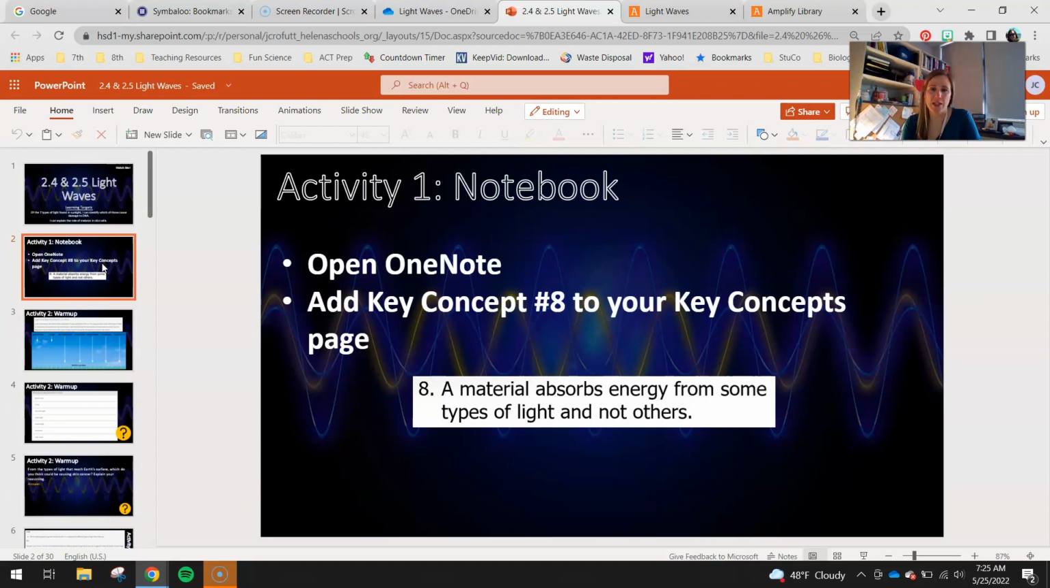Okay, so your very first activity today is your notebook, of course, and you only have one key concept to add to your notebook today. It is key concept 8, so add that to your key concepts page. Number 8 says, a material absorbs energy from some types of light and not others. So today we're also going to really talk about what happens when light isn't absorbed. So what are our options there?